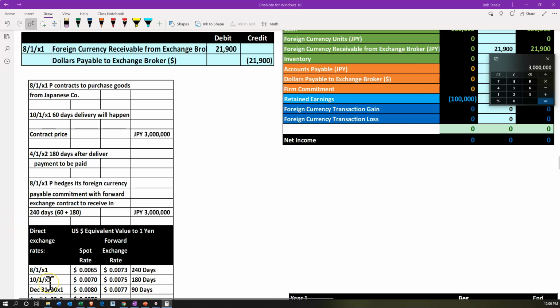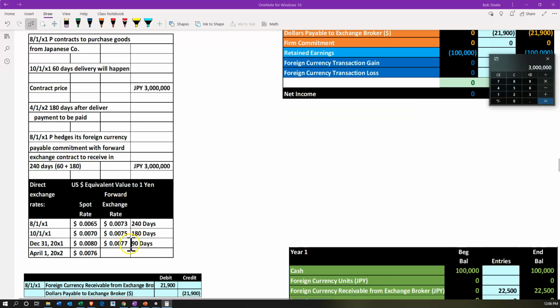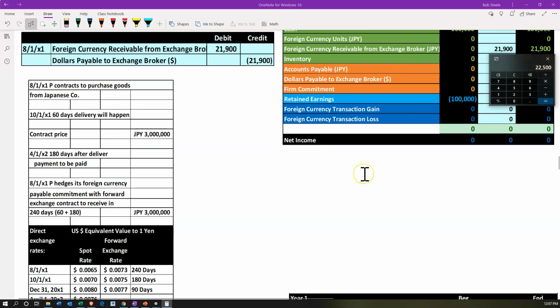So we put it on the books for 21.9, and we're saying now it's going to be 3 million times, and now we're at 10/1, we're going to use the forward exchange rate. So remember, that's the predictive rate that's going to be predicting till this end point in time. So it's going to be 3 million times the 0.0075. That's going to be the 22.5. We have 21.9 in there. So 22.5 minus the 21.9, that's going to be the $600.